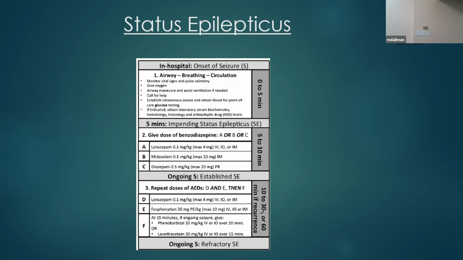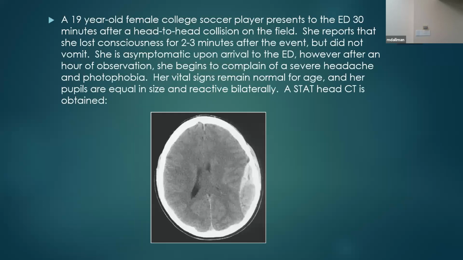Fosphenytoin tends to be the one that we reach for. In a baby, you might want to think about phenobarb, but if you do phenobarb, get ready to intubate them and give them a pulse ox because of the cardiorespiratory depression. All right. Are you going to read this one?